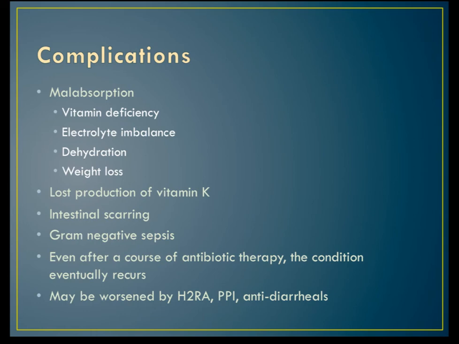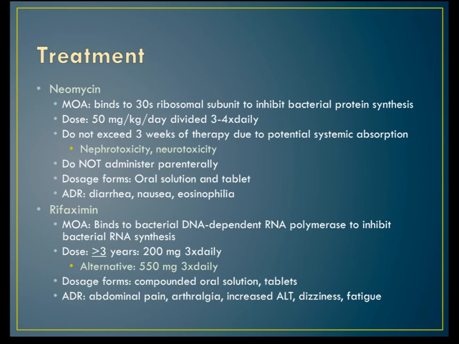We can also worsen the condition by increasing the pH of the intestinal contents with H2RAs and PPIs. Antidiarrheals can make it worse and can lead to toxic megacolons, so we definitely don't want to use those in patients with small intestinal bacterial overgrowth. So the way that we manage it is through antibacterial agents.